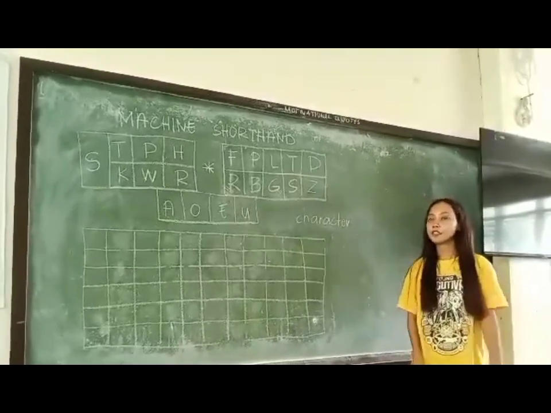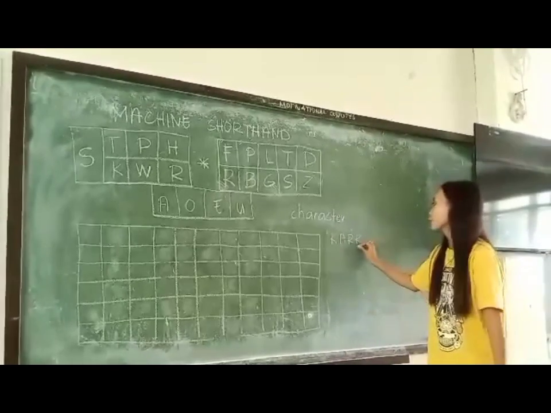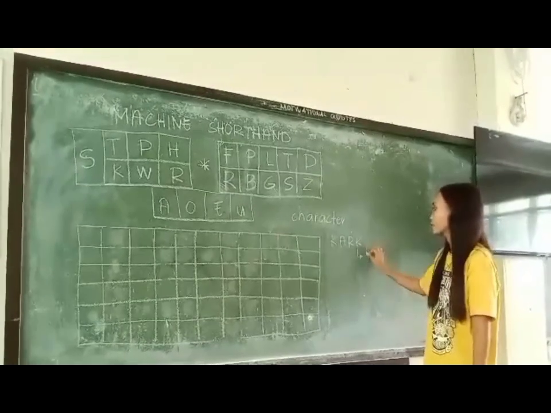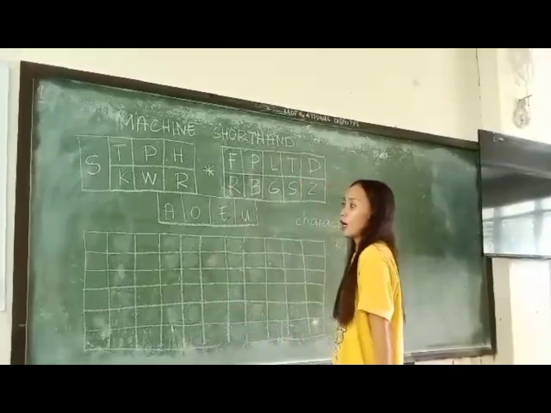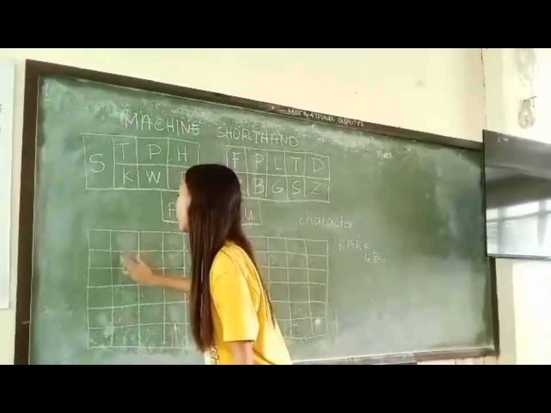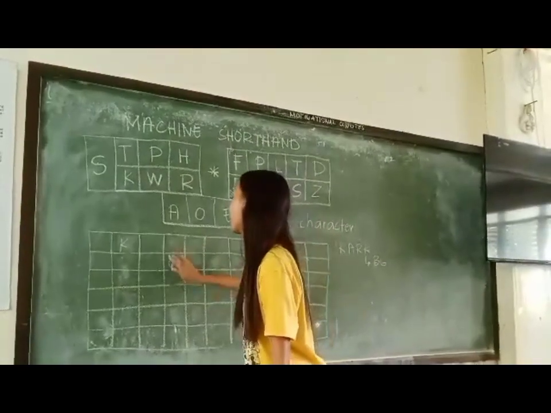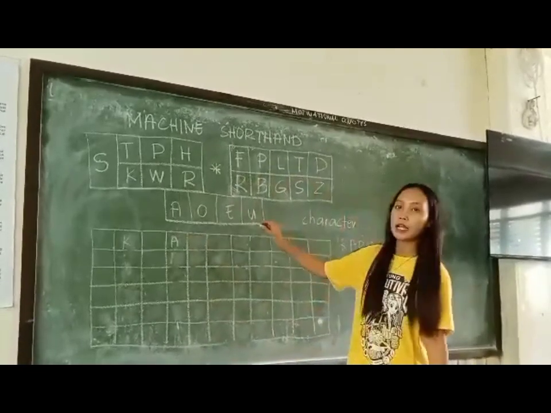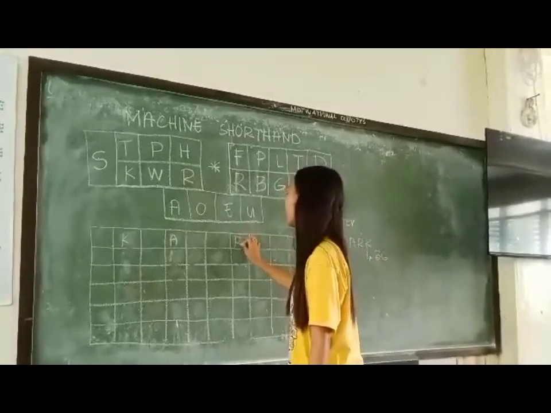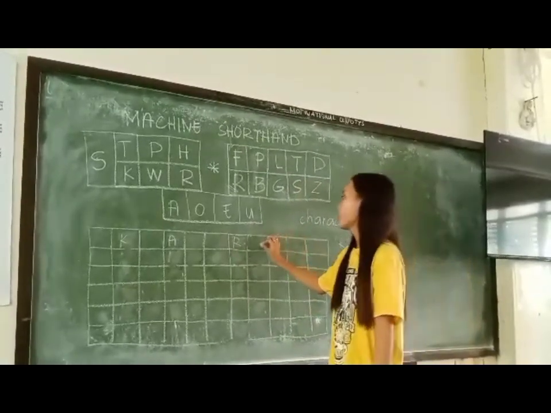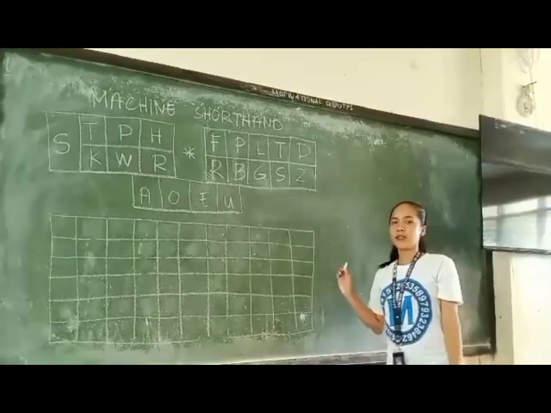The next word is character. The sound pattern of character is initial A, vowel E, final R, and final K, which is the final K represents the word BG. In writing it in machine shorthand, depress your right index finger to put the initial K. Next, depress your right thumb to put the vowel A. Next is R, which is depress your right index finger to put the R, and depress your middle finger to put the final BG. Character.